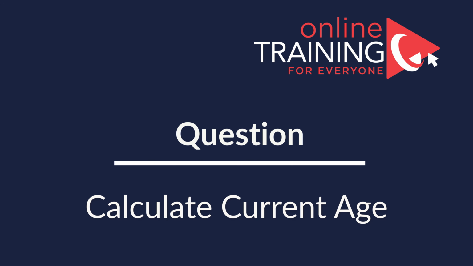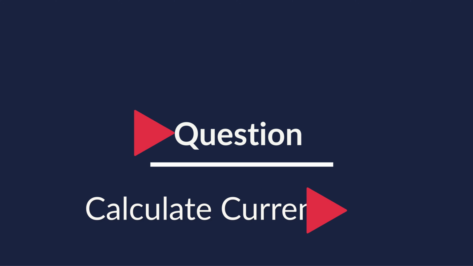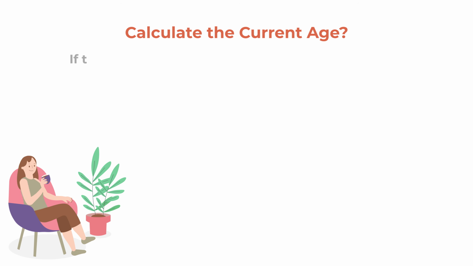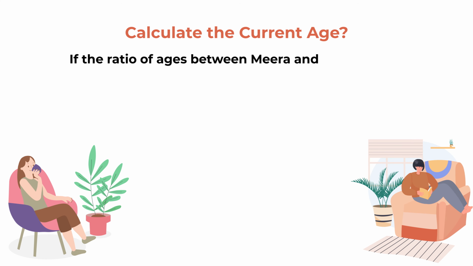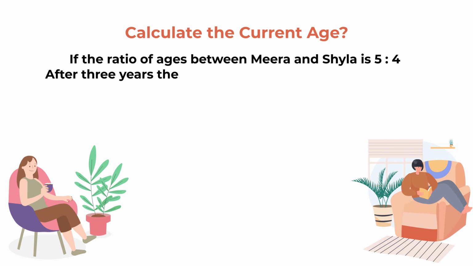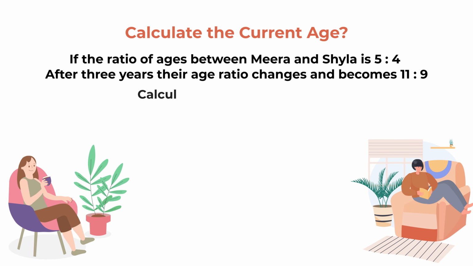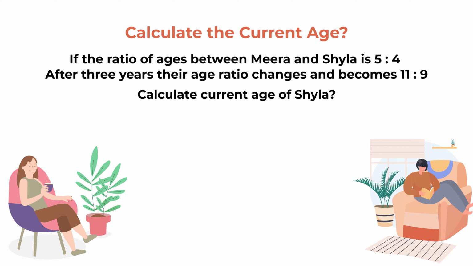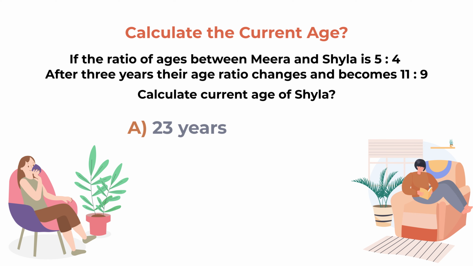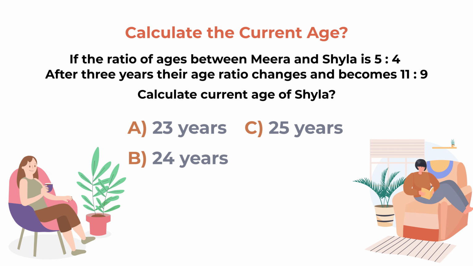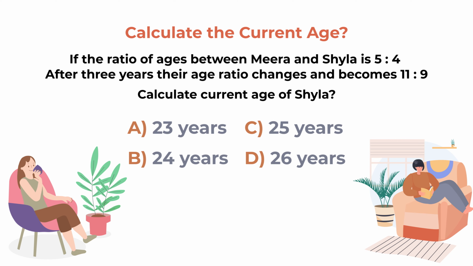Here's the question which seems easy but has some tricky elements to it. You need to calculate the current age of Shyla. If the ratio of ages between Mira and Shyla is 5:4, after 3 years, their age ratio changes and becomes 11:9. You need to calculate the current age of Shyla, and you have 4 different choices. Choice A, 23 years, choice B, 24 years, choice C, 25 years, and choice D, 26 years.